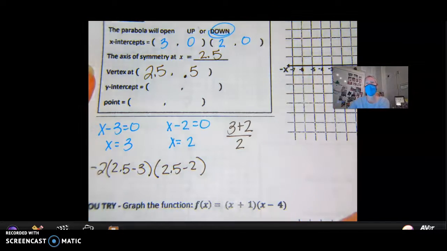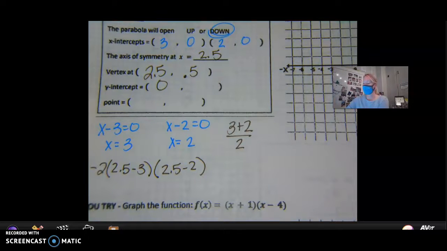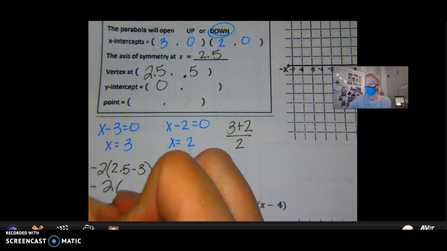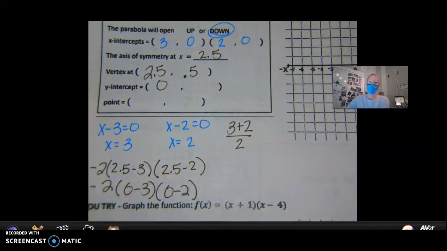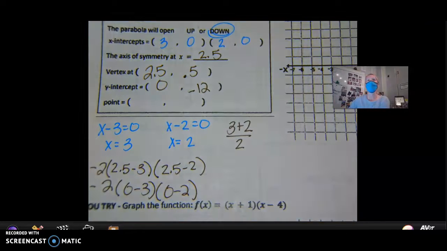Okay? Y-intercept, tell me, if it's on a y-intercept that's crossing the y line, what is your x value if it's crossing the y line? So your x is 0. So now you have to plug in 0 into that equation. So -2 parentheses 0 minus 3 parentheses 0 minus 2. When you do that, what do you get as an output? Negative what? -12. Do you guys agree with -12?